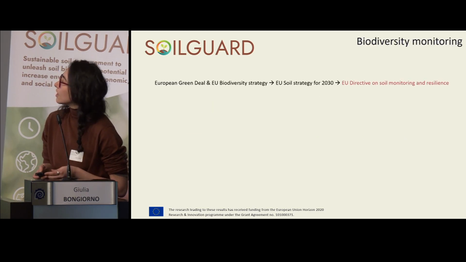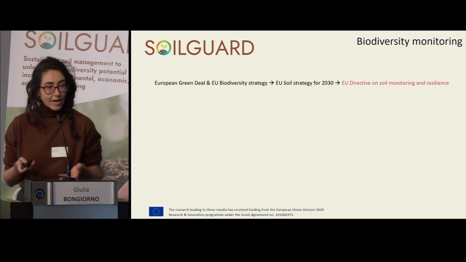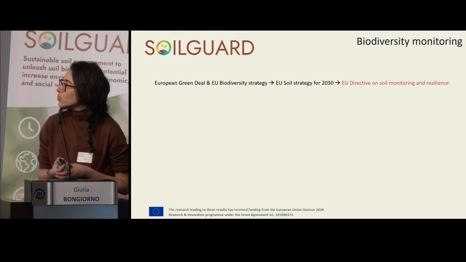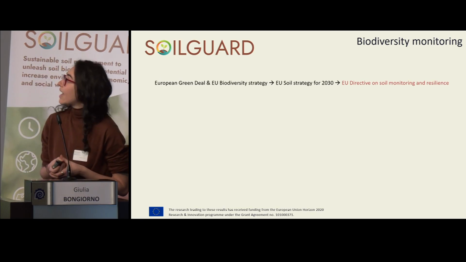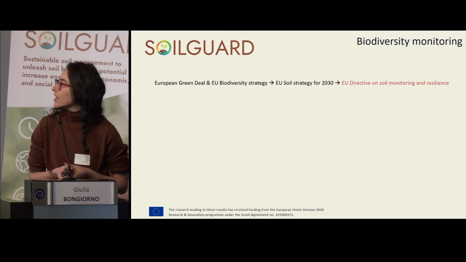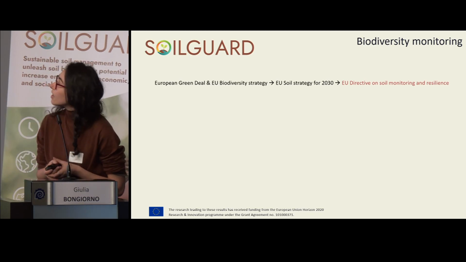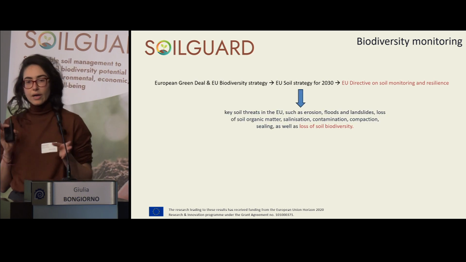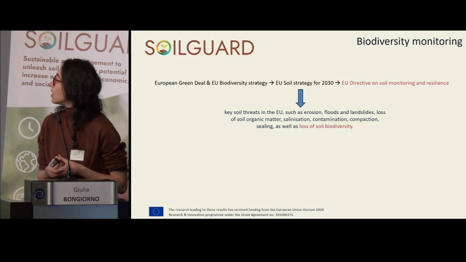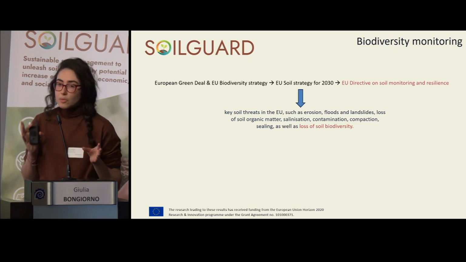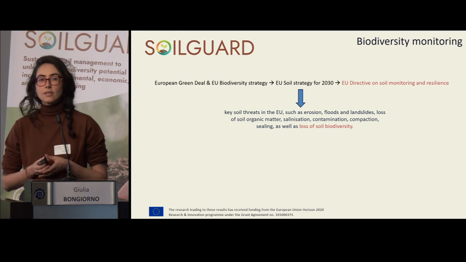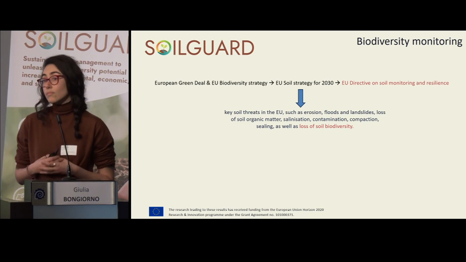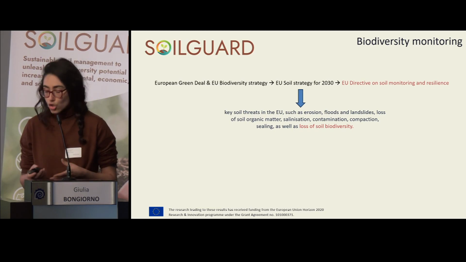So first of all, the EU directive on soil monitoring and resilience, as we all know, is quite important in the framework of the EU soil strategy for 2030 and consequently also for the European Green Deal and the EU biodiversity strategy. But within this monitoring and resilience directive, one of the key soil threats that is addressed is the loss of biodiversity, among other threats that are really impairing and damaging soil.